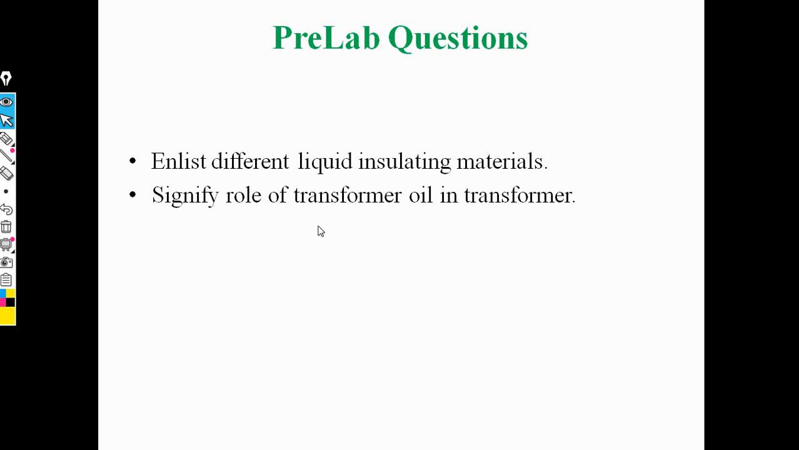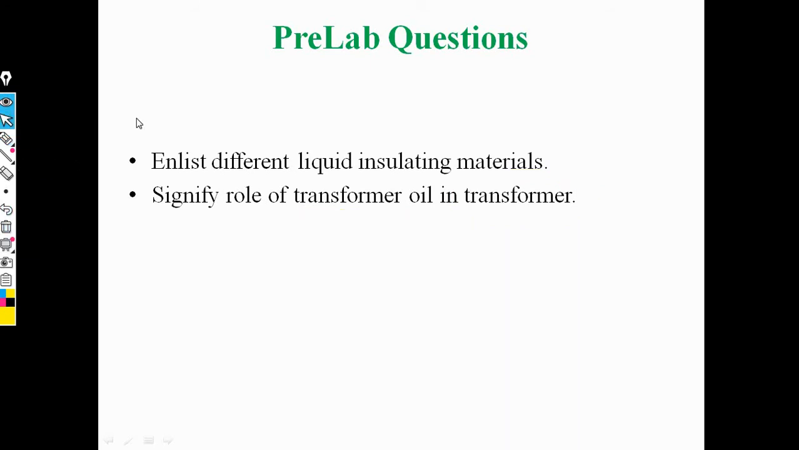Pre-lab question: enlist different liquid insulating materials. We have used transformer oil and hydrocarbon oil. Then, what is the significant role of transformer oil in a transformer? Transformer oil is used in the transformer for cooling purposes; it reduces the temperature of the transformer. This is the significant role of transformer oil.